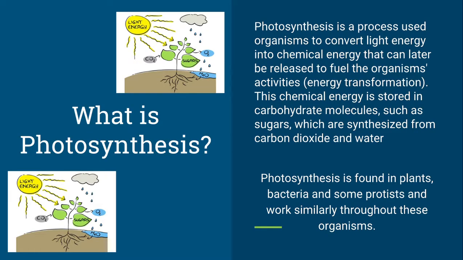So what is photosynthesis? Photosynthesis is the process used by organisms to convert light energy into chemical energy that can later be released to fuel organisms' activities. This chemical energy is stored in carbohydrate molecules such as sugars, which are synthesized from carbon dioxide and water. Photosynthesis is found in plants, bacteria, and some protists, and works similarly throughout all these organisms.